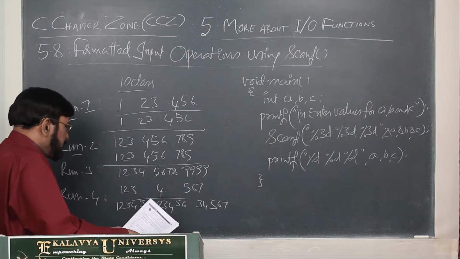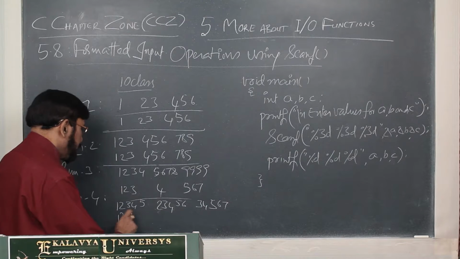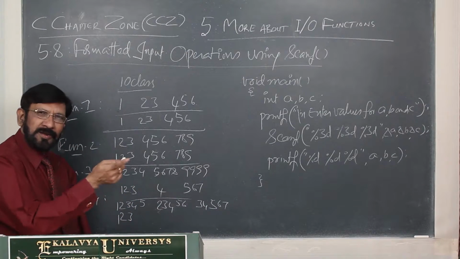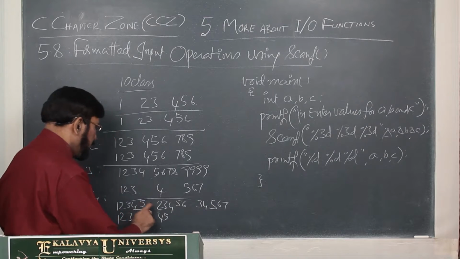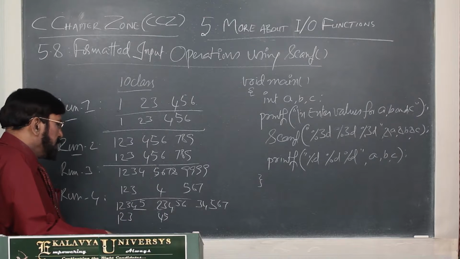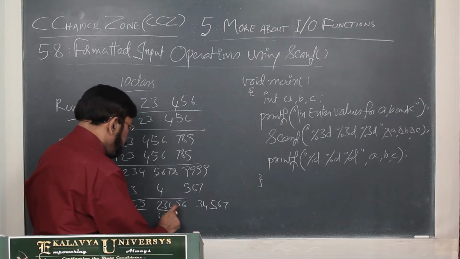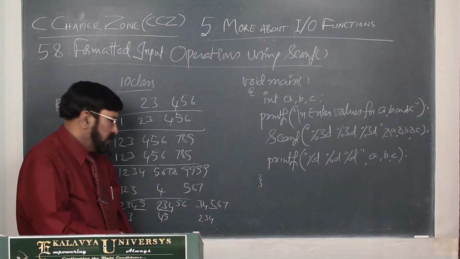Then as a result of that, again what happens? 123, because you can crystallize what is left over in the input stream, that is 4, 5 are left over, that is printed for B. Thereafter these 2, 3, 4 are there, this is printed for this thing C.